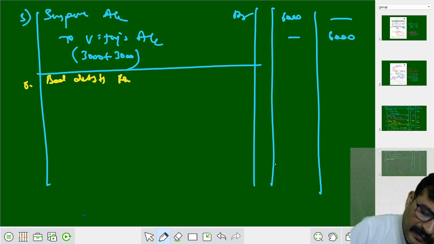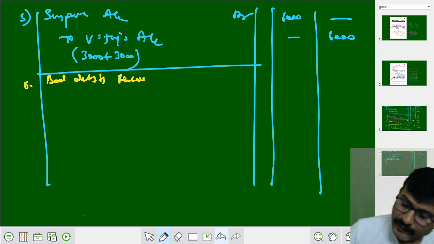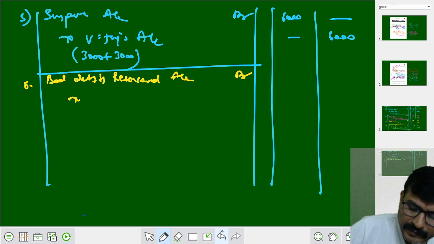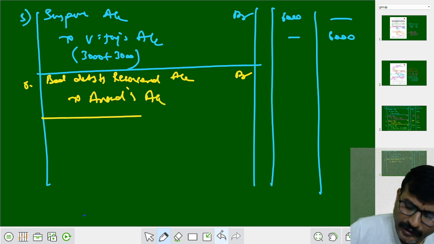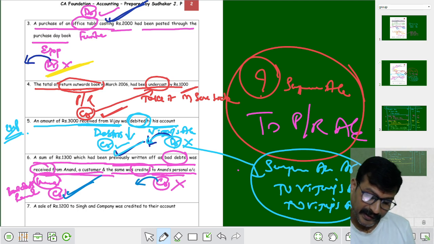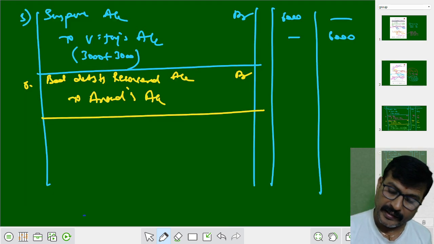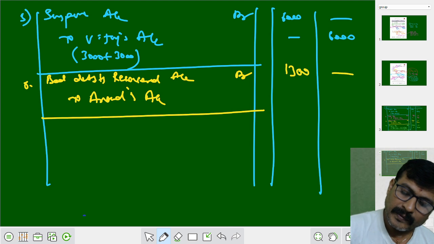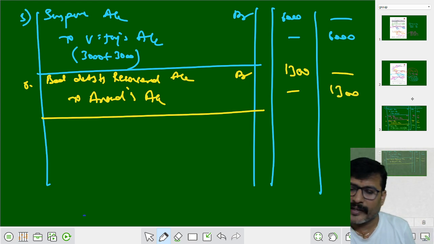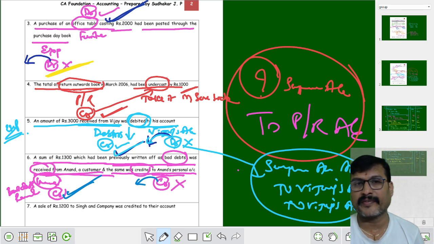Bad debts recovered account debit to Anand's account. We should not use drawings because Anand is not a proprietor. How much amount, my dear student? It is an amount of rupees 1300. Being wrong credit to Anand's personal account is rectified.